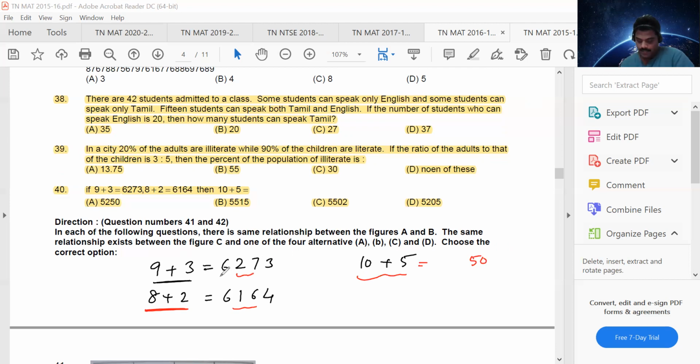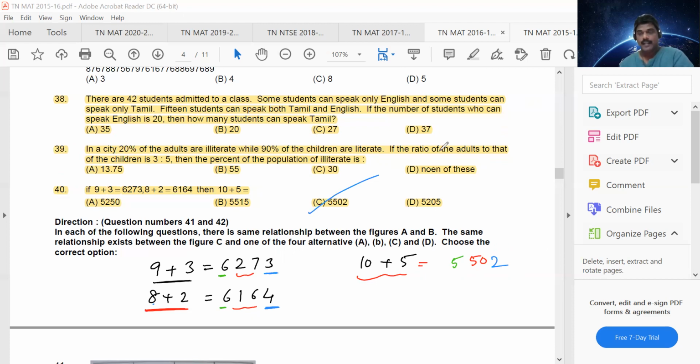Now coming to the first one. 9 minus 3 is 6. 8 minus 2 is 6. So 10 minus 5 is 5. Moving on to the next one. 9 by 3 is 3. 8 by 2 is 4. So 10 by 5 is 2. This is my answer. Right?